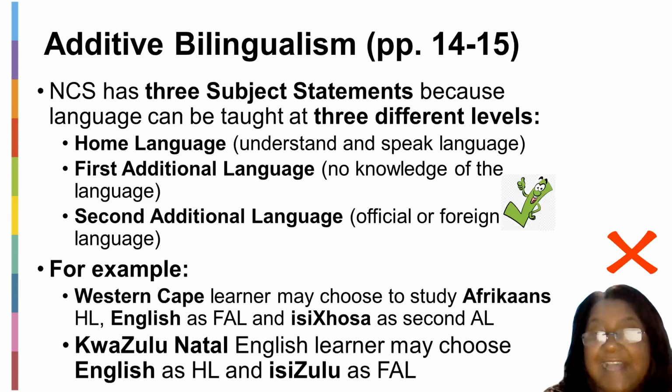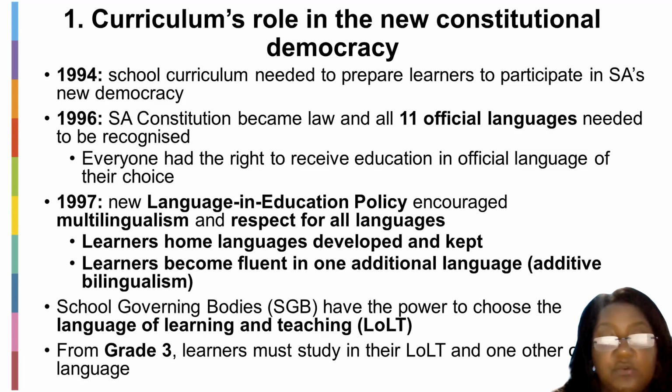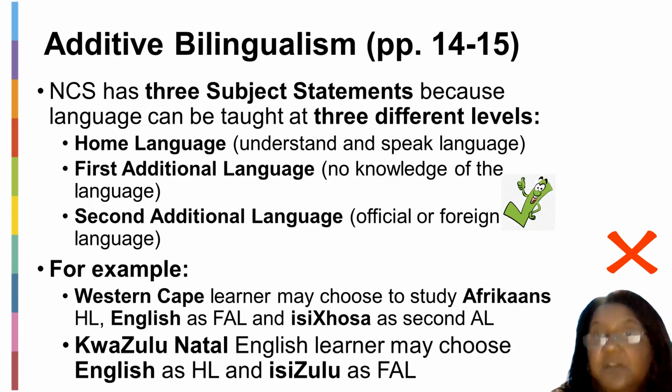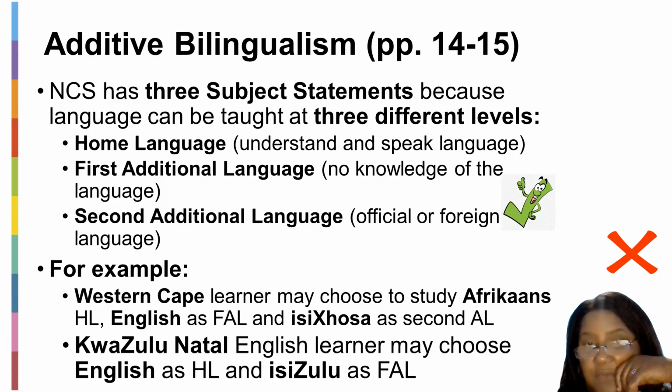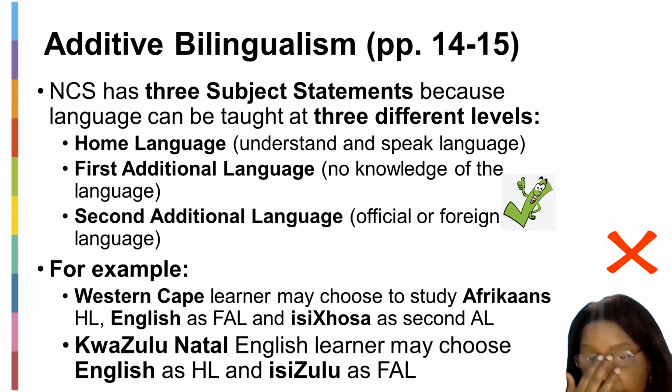So what is additive bilingualism? Remember I mentioned that grade three learners must study in their language of learning and teaching and one other additional language. So now we're talking about additive bilingualism. You'll find this on pages 14 and 15 in Ferreira. The National Curriculum Statements has three subject statements because language can be taught at three different levels. You get your home language, your first additional language, and your second additional language. So what is your home language? The home language is the language that you understand and speak. The first additional language is one where there's no prior knowledge of the language, but it's going to be added. So it's an addition. And the second additional language will sometimes be an official or foreign language.